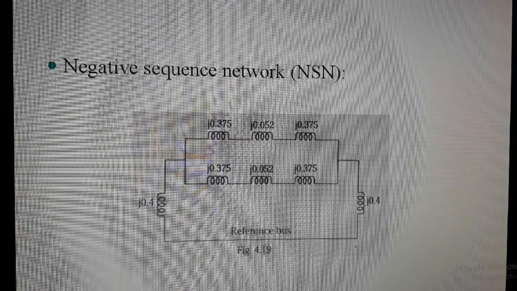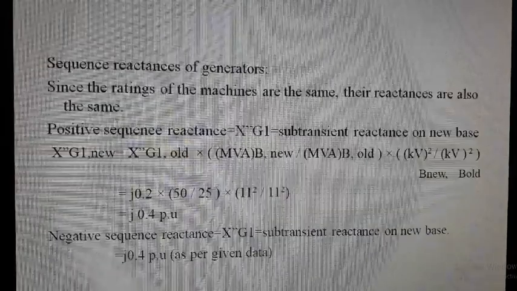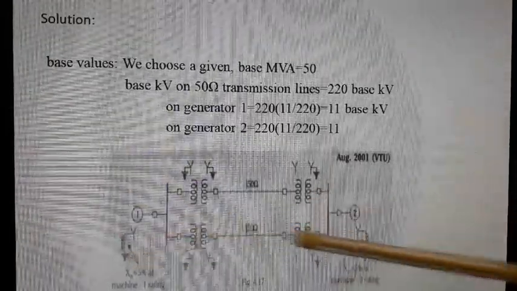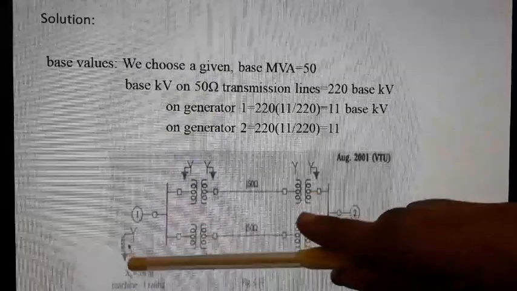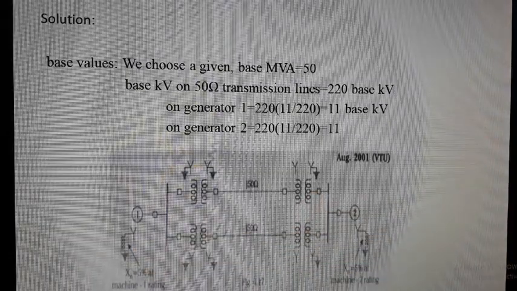Next, coming to zero sequence. When we write the zero sequence here, the generator neutral reactance is also given. So the zero sequence reactance is equal to the generator zero sequence reactance plus 3 times the neutral reactance, which we need to take. That is very important.